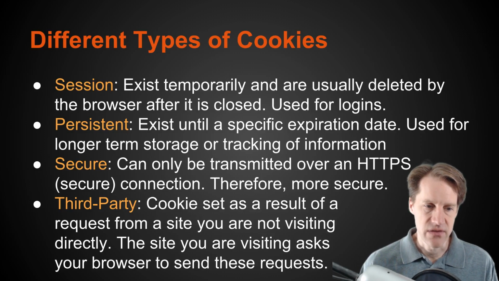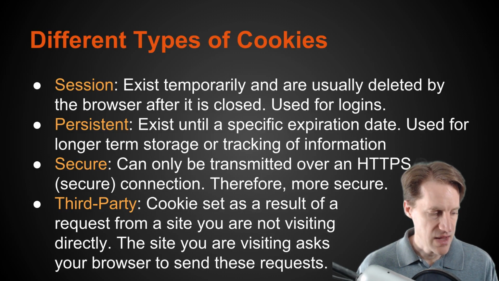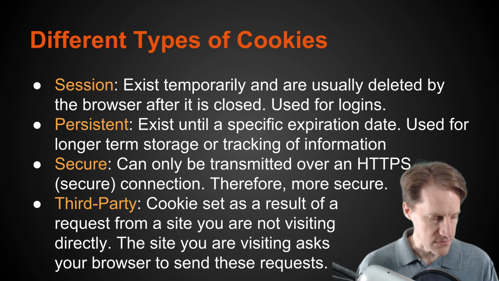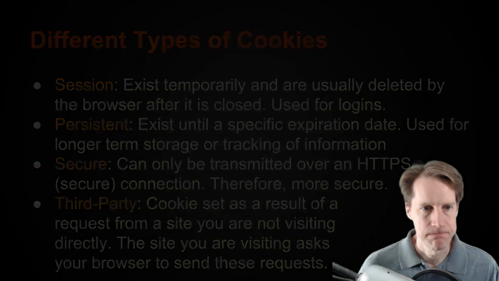The next type of cookie that you'll hear about is third-party cookies. This is a cookie that is set as a result of a request from a site you're not visiting directly. I'm going to show an example of this, but basically the site you are visiting asks your browser to send additional requests to other web servers, and they may ask for cookies to be set on your machine for them. We're going to get into a little bit of an example about this.